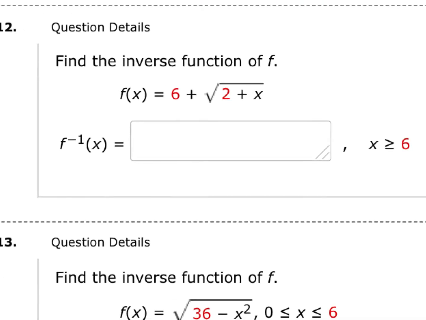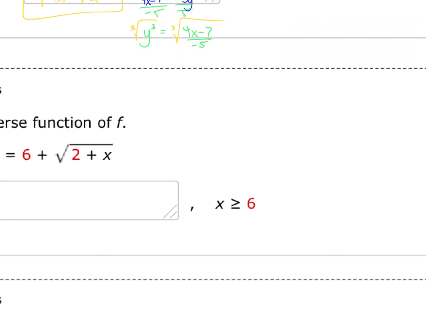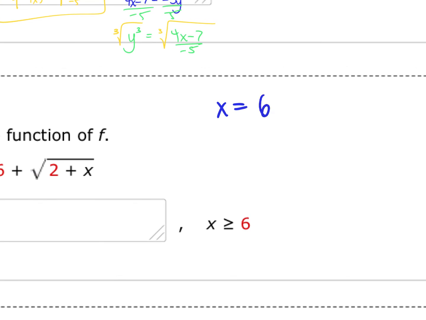Here we go again. They're giving you a function. They're telling you the inverse exists where all of the x values are greater than or equal to 6. So the first thing I'm going to do to solve is switch what? Switch the x and the y. So x equals 6 plus the square root of 2 plus y, correct?